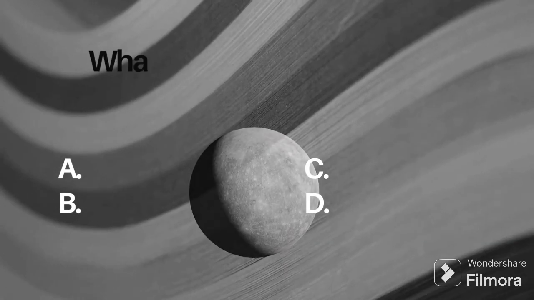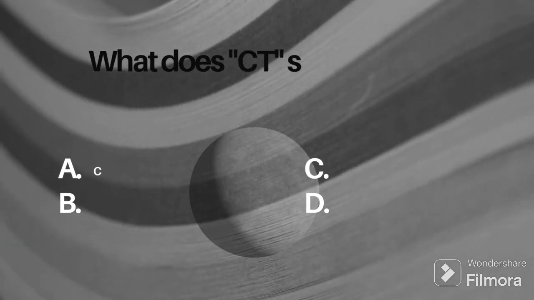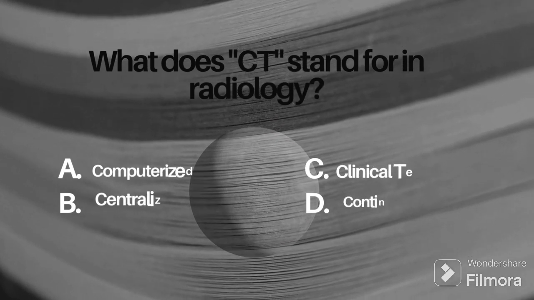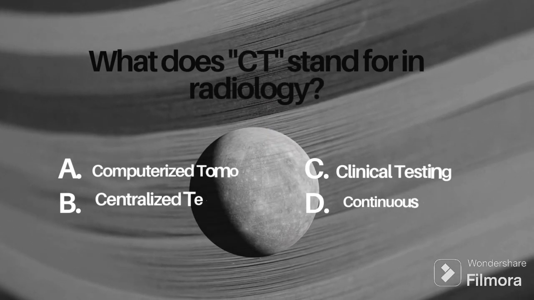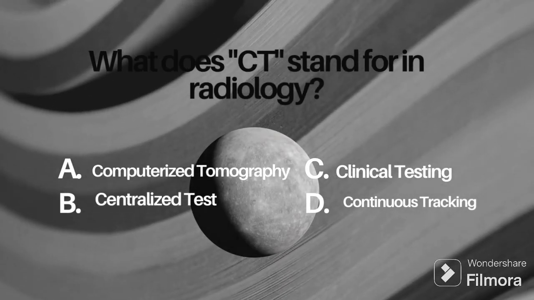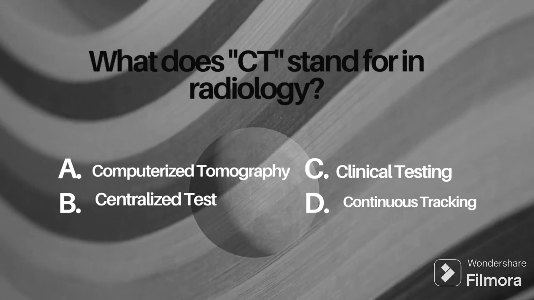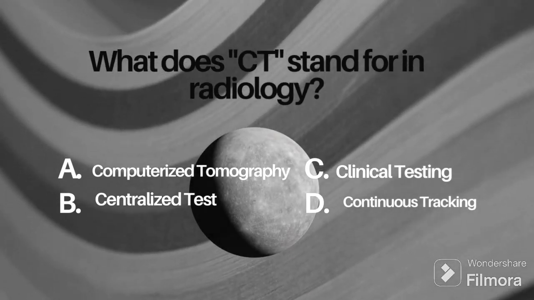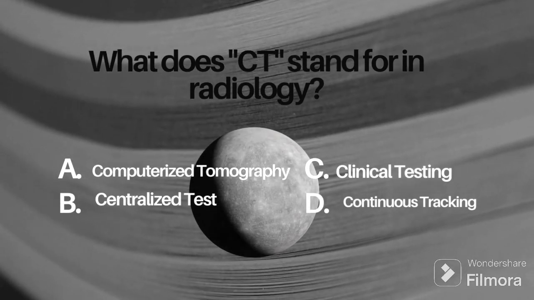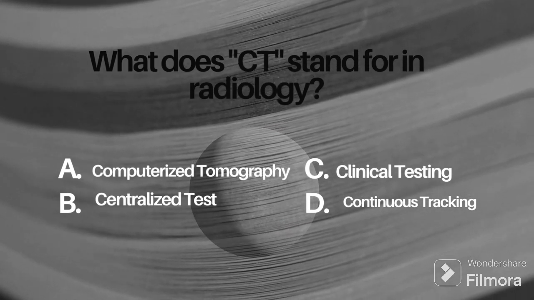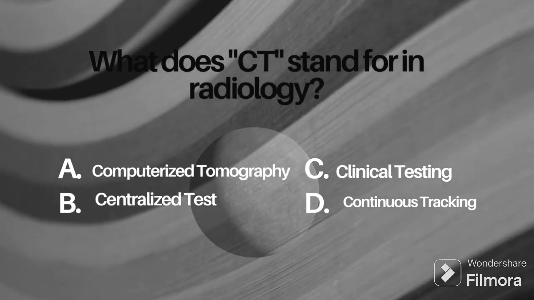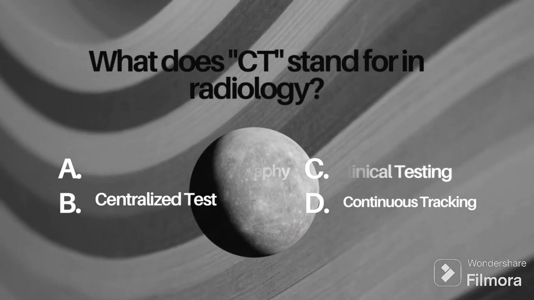And finally, the 10th question. What does CT stand for in radiology? Option A is computerized tomography. Option B is centralized test. Option C is clinical testing. Option D is continuous tracking. So what does CT stand for in radiology? A is computerized tomography, B is centralized test, C is clinical test, D is continuous tracking. Read the question very carefully, read the options carefully, write your answers in the comment box.